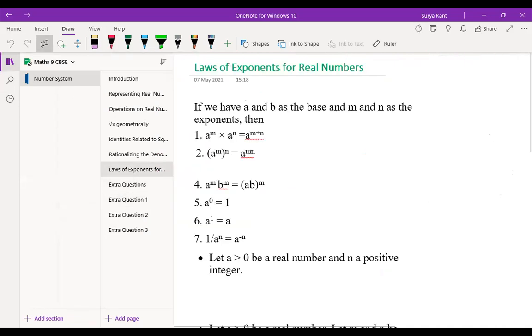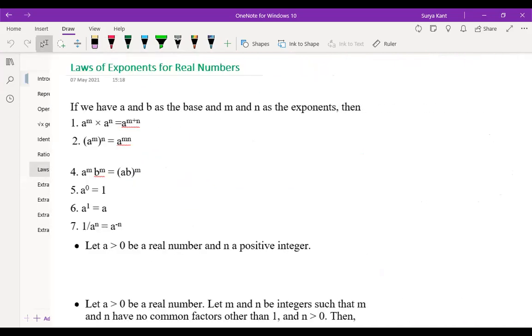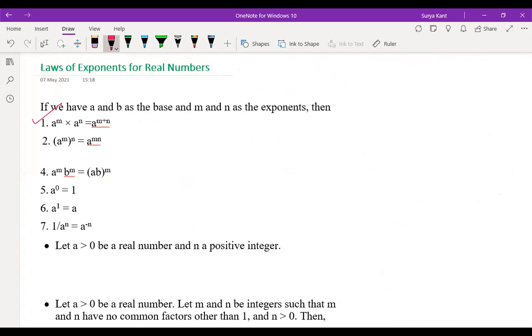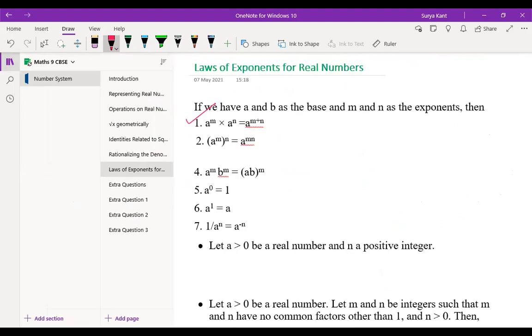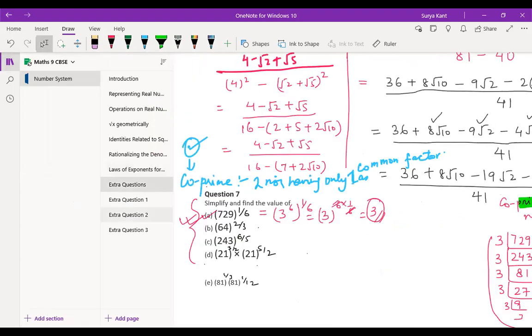The law of exponents. This one you should learn first. a to the power m into a to the power n is equal to a to the power m plus n. Yes, 16 is the answer, sir. Which one are you talking about? 64 is 4 cubed, 64 to the power 2 by 3.